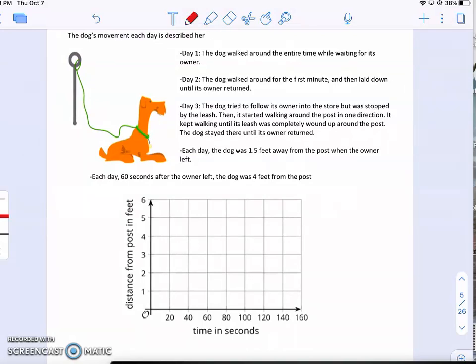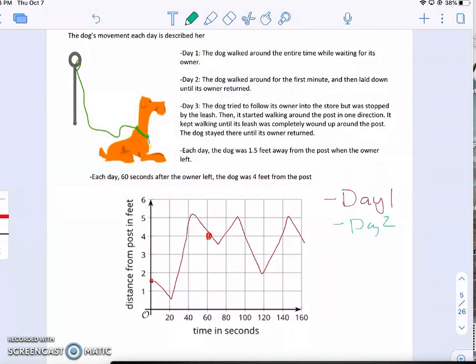So if I was to graph day 1, I'm going to put that this red is day 1. What do we know? It was 1.5 feet away when it left. And we know after 60 seconds it has to be at 4. So the dog walked around the entire time. There's lots of different ways, but it has to be moving the entire time.